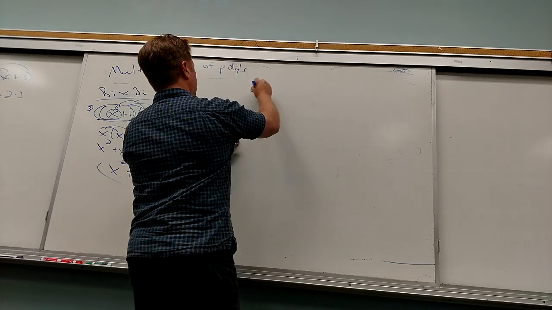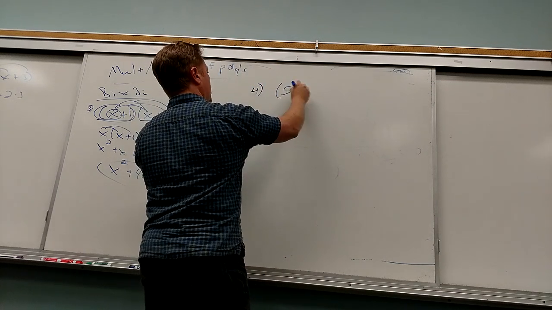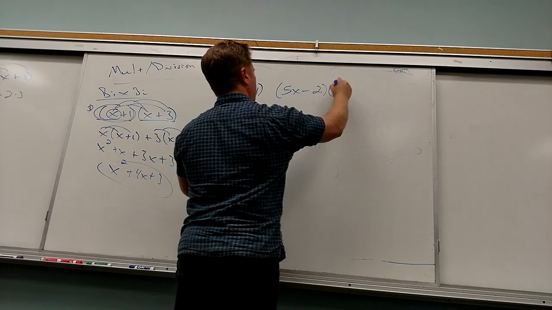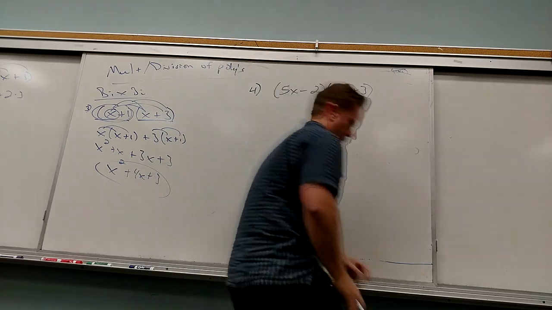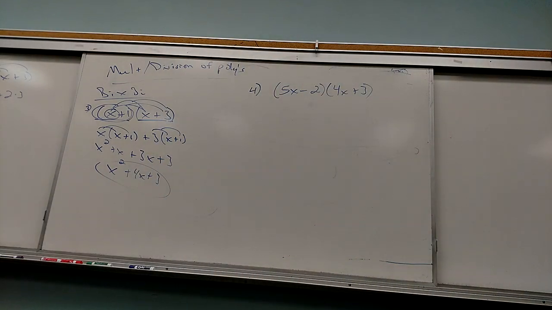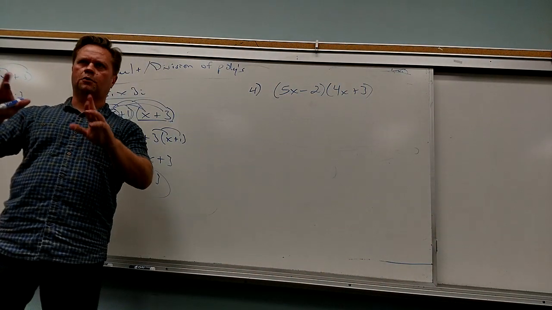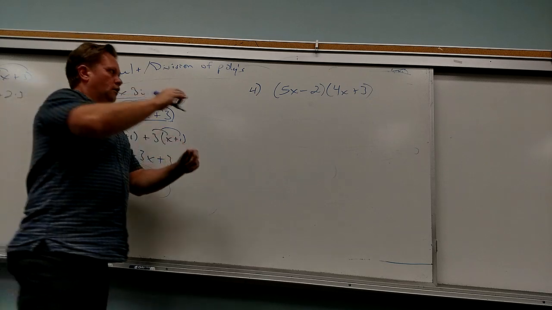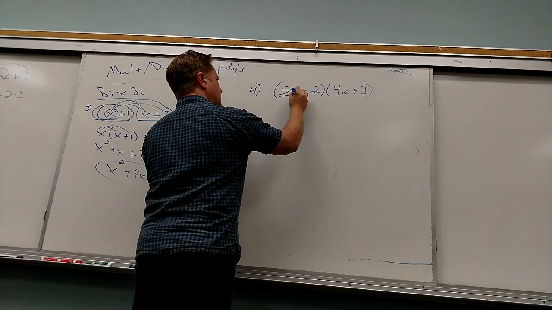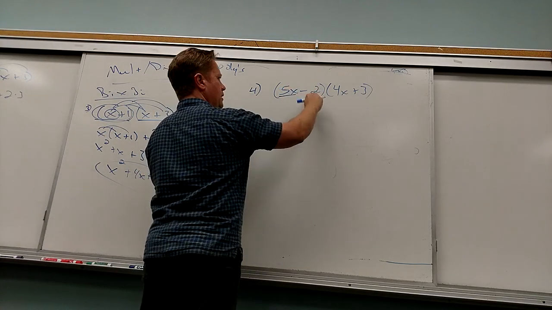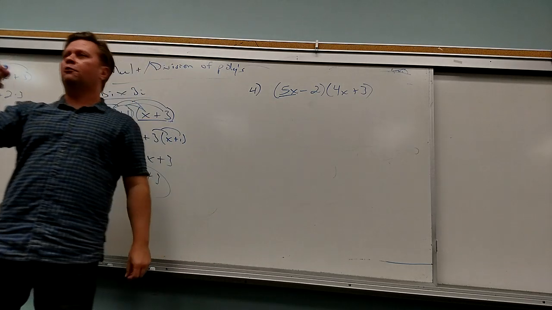So let's see. Number 4. Say I have (5x - 2)(4x + 3). I know most of you can eat this up for lunch, hopefully some of you. But again, 5x gets a turn, and then negative 2 gets a turn. That's the right way to look at this.